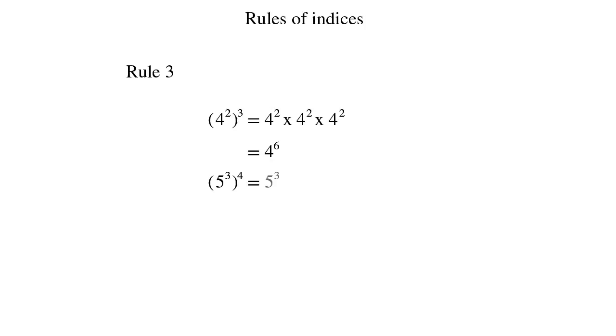That is 5 cubed times by 5 cubed times by 5 cubed times by 5 cubed. Again, using rule 1, we add the powers, which gives us 5 to the power 12. So is there a pattern? Yes, there is. Again, look at the powers. 4 squared cubed. 2 times 3 will give us our 6th power. Does that work for the second example? Yes. 3 times 4 is 12, which gives us the correct answer.